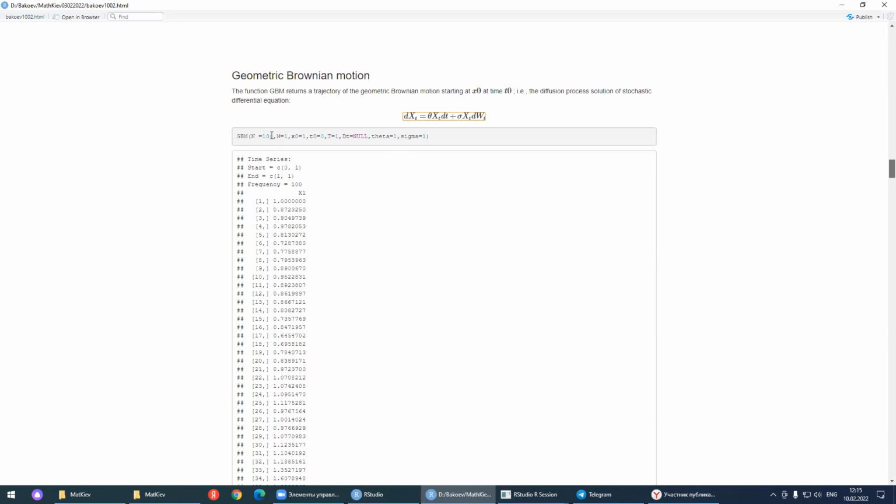For this function, this is the number of steps, the number of trajectory, the initial value, and the final time, and theta equal 1 and sigma equal 1 in this case. I can change them, but here I choose these parameters, drift and volatility equal to 1. For this one, we have this sample, which is a geometric Brown motion.